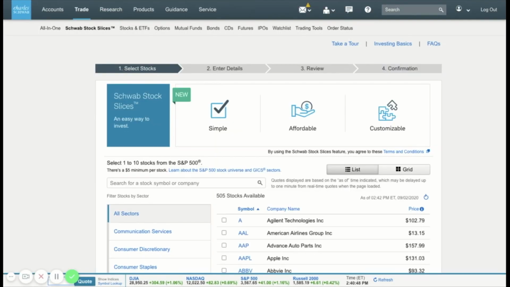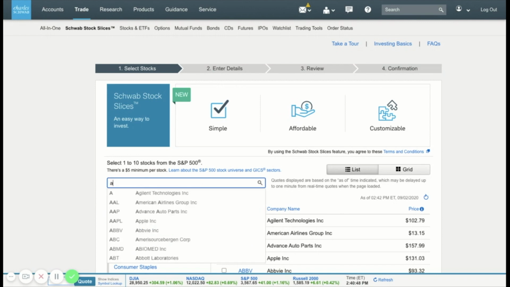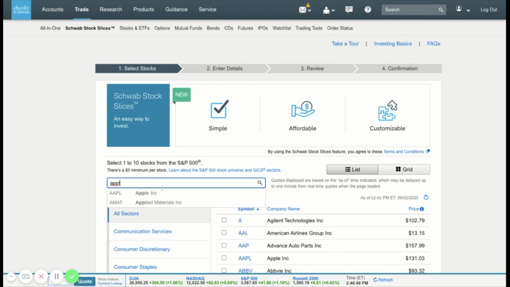This time, instead of buying one slice of one company, I'm going to buy slices in multiple companies at the same time. So let's go for some products or companies you would know. I want to buy Apple. That's hot right now because they had a stock split. I don't know what Apple's ticker is, so I just type in Apple. AAPL. Oh, look, Apple Inc.